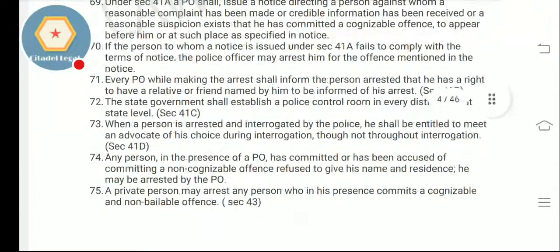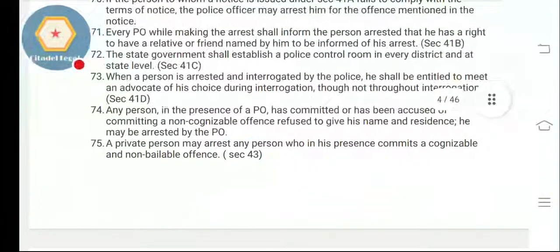Okay, now coming to point 74, which says any person who in the presence of a police officer has committed or has been accused of committing a non-cognizable offense, and refuses to give his name or residence, may be arrested by the police officer. This has been said in section 42. So refusal to give name and address gives the police authority to arrest a person whom the police authorities have reasonable suspicion of having committed, or of being accused of committing, a non-cognizable offense.